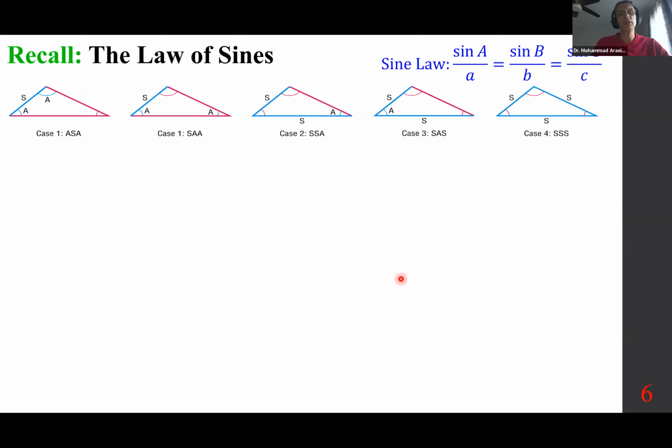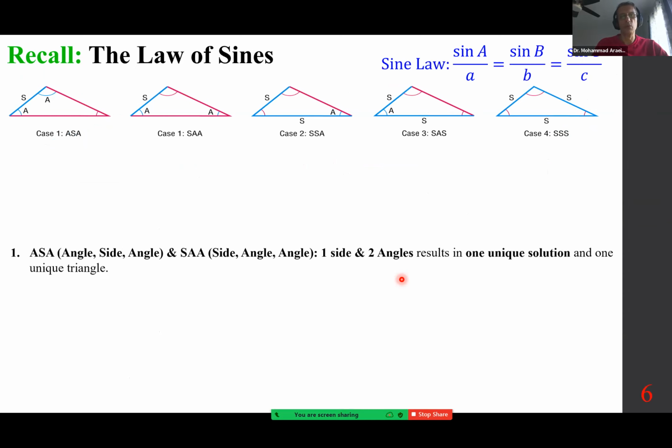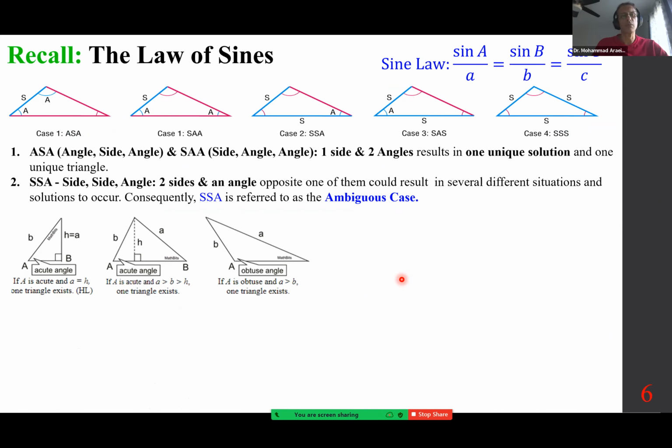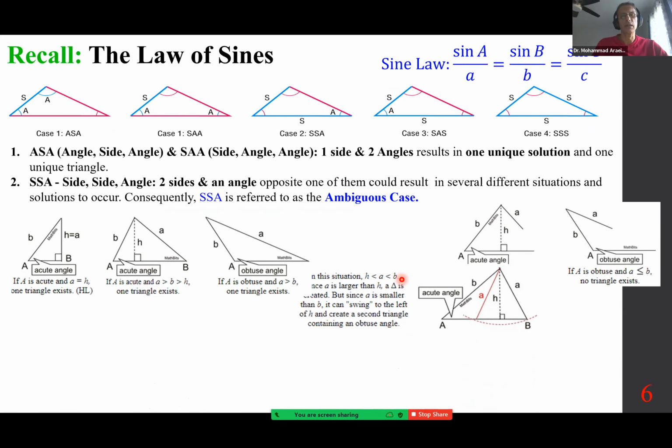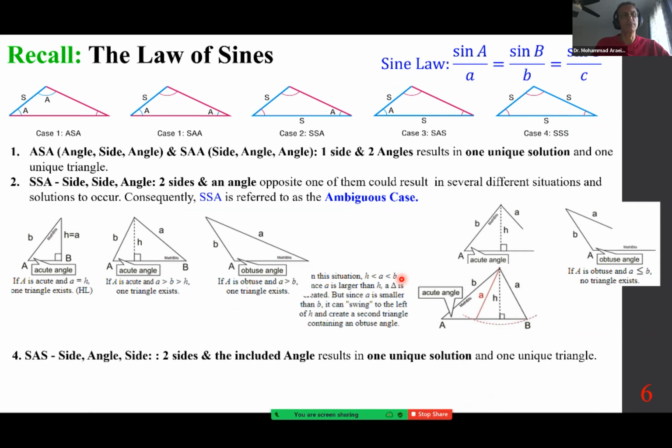And then when we looked at the law of sines, we did look at various cases of triangular shapes where we want to solve them, and I went over the details of that. So in short, we have ASA, angle, side, angle. That gives us one side with two angles, which has a unique solution.